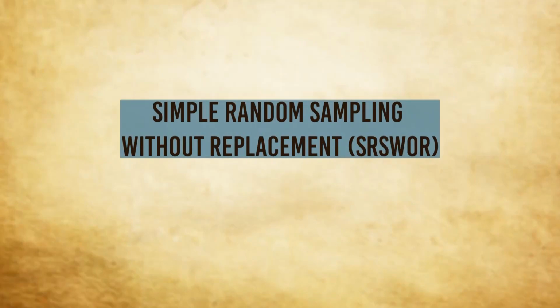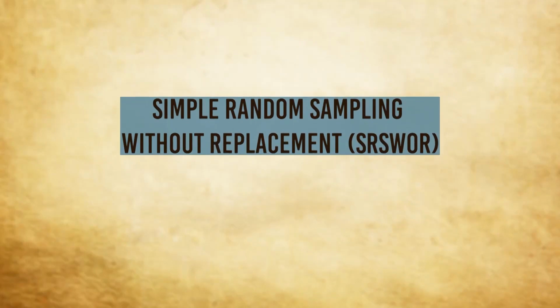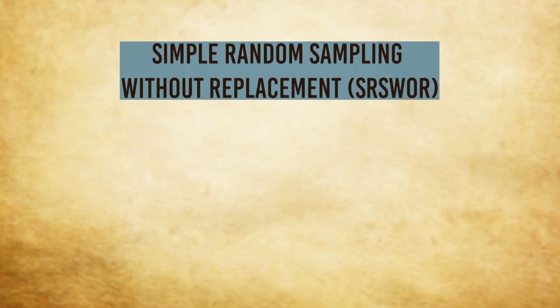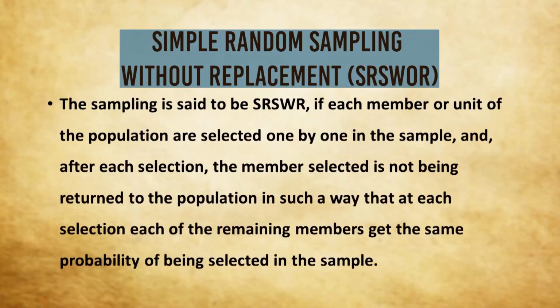The other one is simple random sampling without replacement, which is abbreviated as SRSWOR. Here also, from the population we will draw members one by one, and after each drawing we will not return the individual into the population. We will keep the individual aside, but we will not return that individual, in such a way that at any draw, each of the remaining members of the population will get the same probability of being selected.